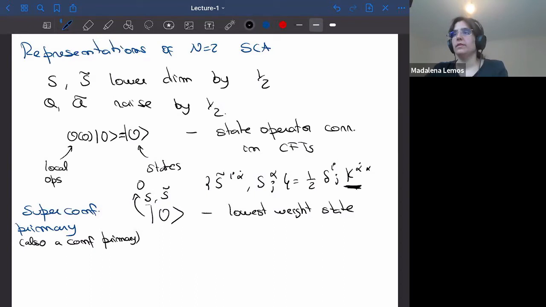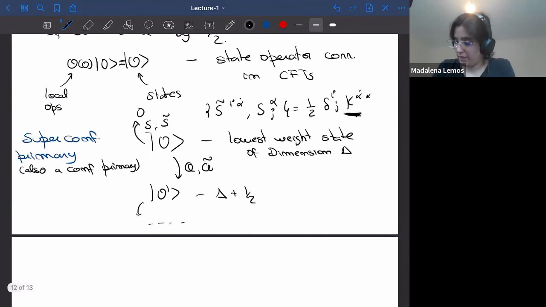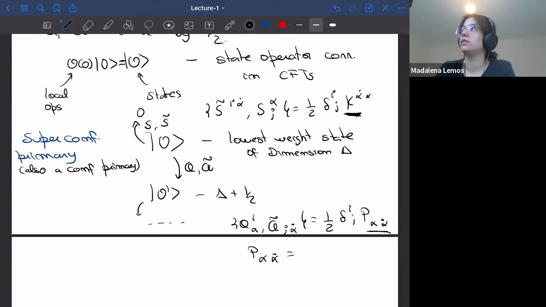And now I want to act with the Qs to build my whole multiplet. So I act with Q and Q tilde, and I get a new state that now has dimension plus a half. So if this guy had dimension delta, this one has dimension delta plus a half, and I can keep going. Because also the commutator of two Qs, so let me write it down. And here I'm swapping between vector indices and dotted indices, and you can do that using the sigma matrices. So the commutator of two Poincaré supercharges is translation, is P mu.